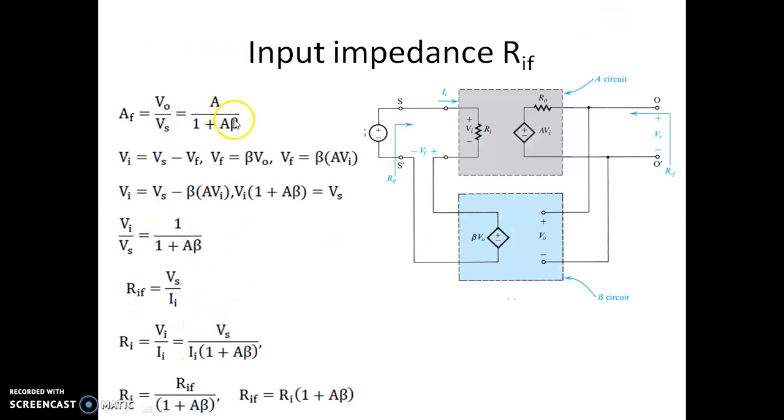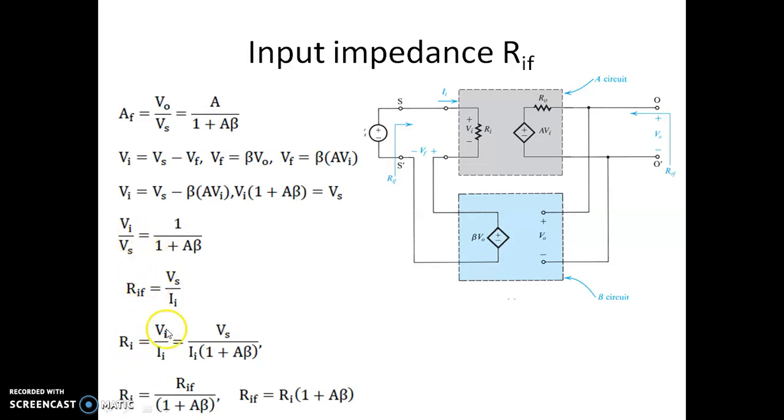Again, moving on to find what is RIF. We have derived this expression, Vi by Vs is equal to 1 over 1 plus A beta. But here we are seeing the input voltage looking from this point into the network. This is called the input impedance considering the feedback network. So this is RIF, which happens to be Vs by Ii. That is what we are supposed to find. But we know that if this is Vi and this is Ii, Vi by Ii happens to be Ri.